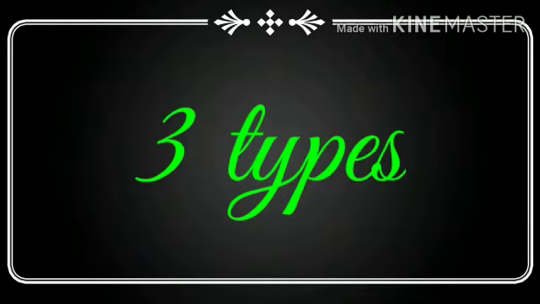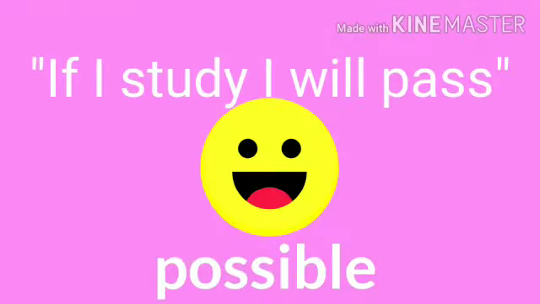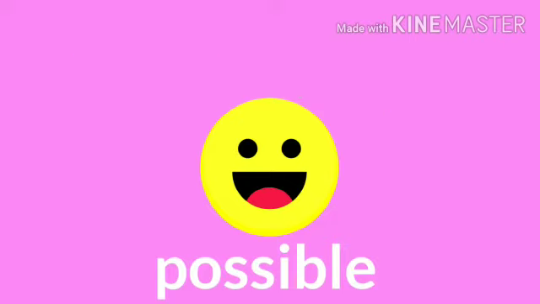There are three types of conditional sentences. Type 1, possible condition. When classes begin in June, you will think, if I study, I will pass. Yes, it is sure and possible. What is the structure of the sentence then?